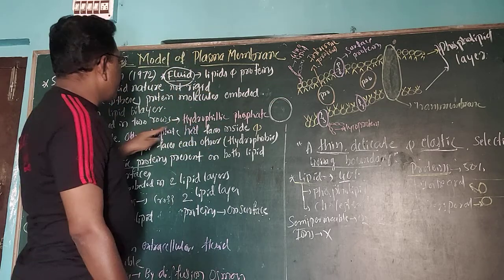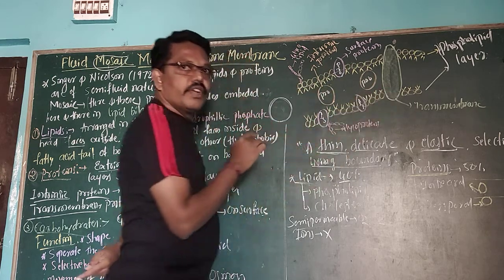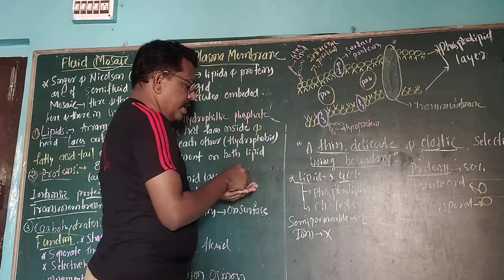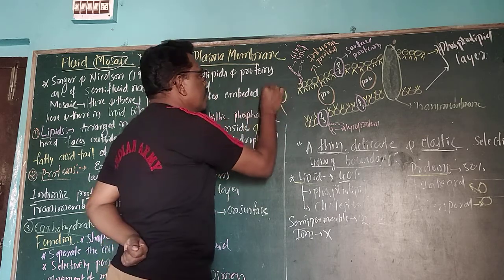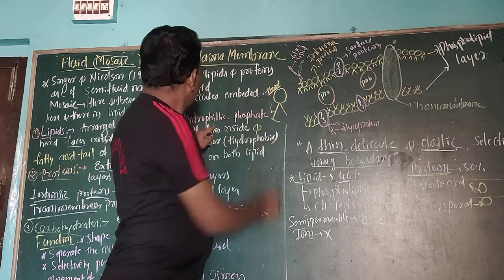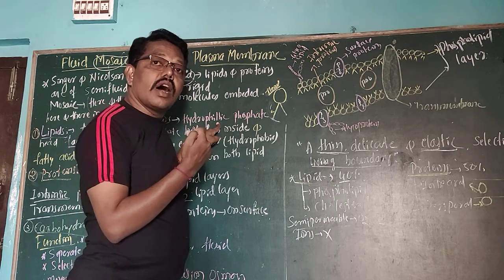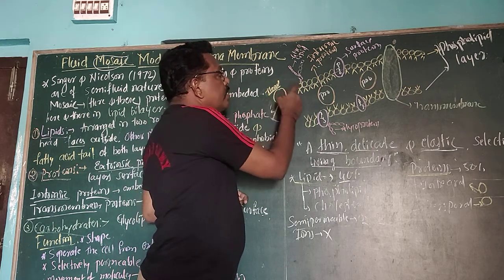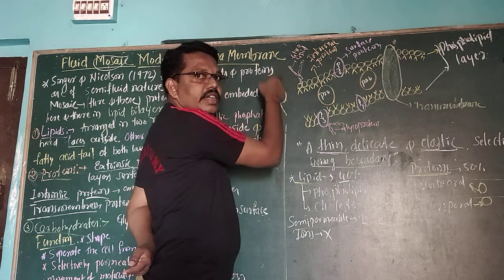This is the first row, and this is the second row of the phospholipid layer. Here I want to draw a lipid layer. This one is the head, and this one is the head. This one is the tail. The head is hydrophilic in nature. In one layer, the head of the phospholipid faces the outer side of the cell.